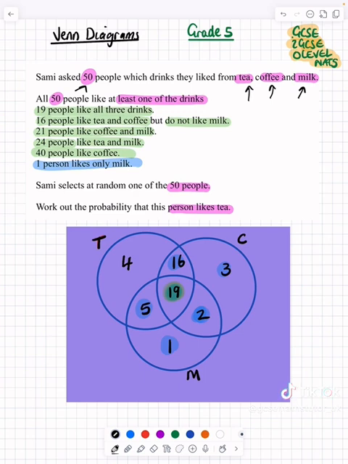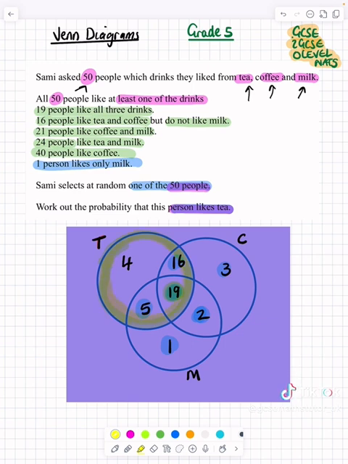So now we can answer the question. It says Semi selects at random one of the 50 people. Work out the probability that this person likes tea. So we are looking for anyone in the tea section over here. If I can highlight that over here.